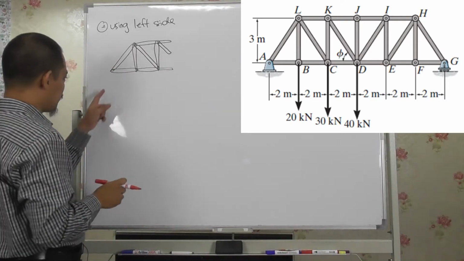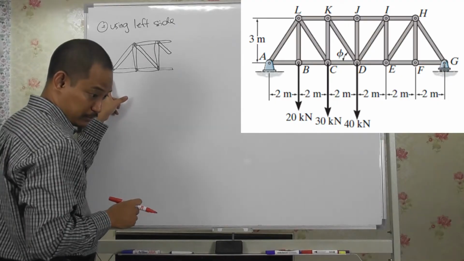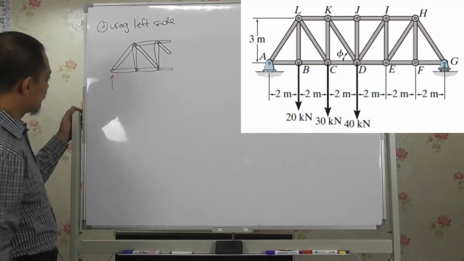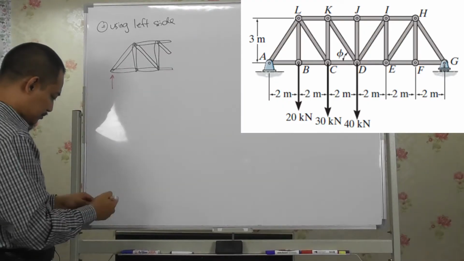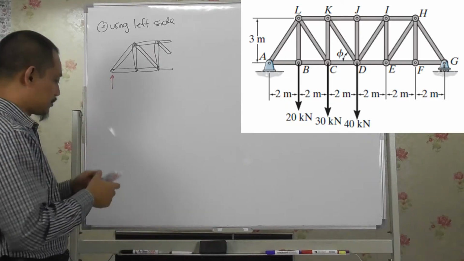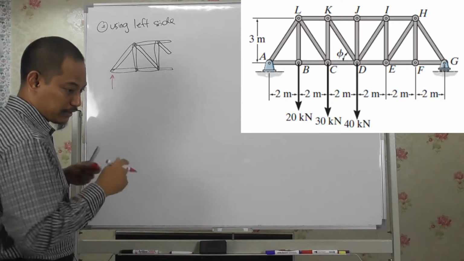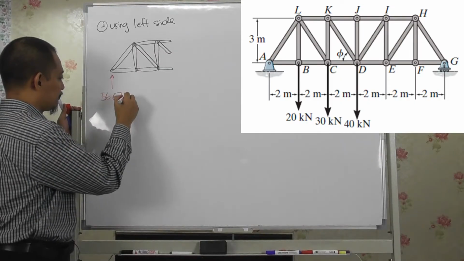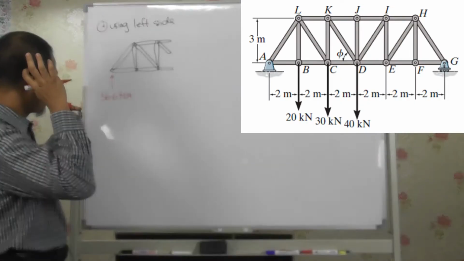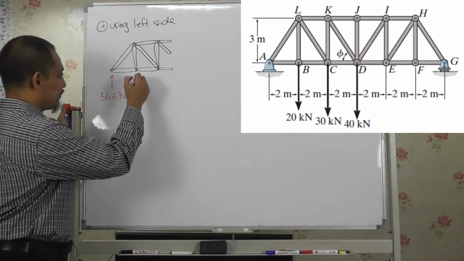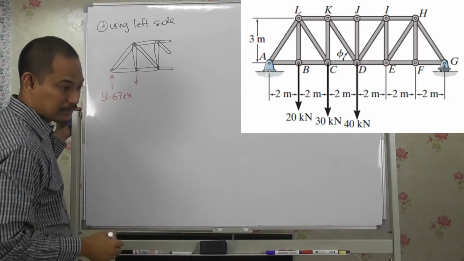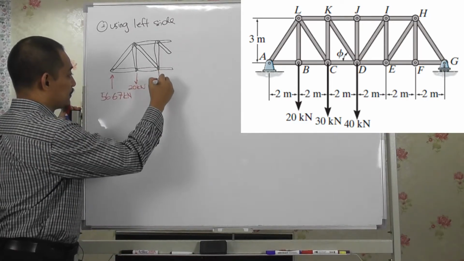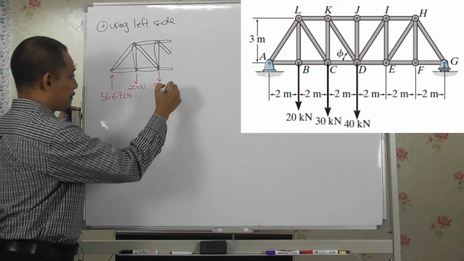So we have solved for AX and AY, right? AX is 0, AY is 56.67, right? Okay, I'll use red for the force. So AY is 56.67. I have to use it smaller. This one is 20 kilonewton, and this one is 30 kilonewton, right?